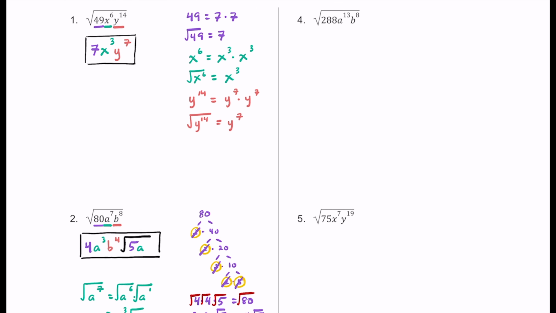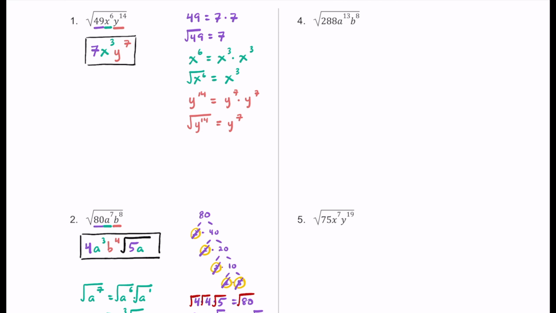For number 4, we have the square root of 288a to the 13th power times b to the 8th power. So let's look at this 288 for a moment, okay? This 288, let's see if we can go ahead and break that down. It's a pretty big number. We can say it's going to be 2 times 144. So if you recognize that we have a perfect square along the way, you could keep going and then pair up all the values that you want, but 144 times 2 equals 288.